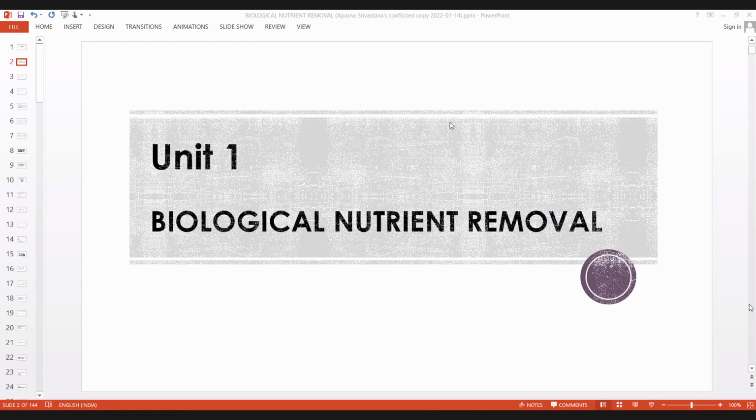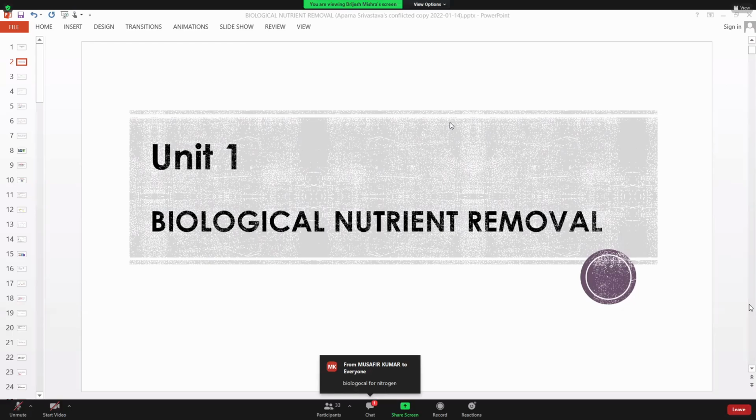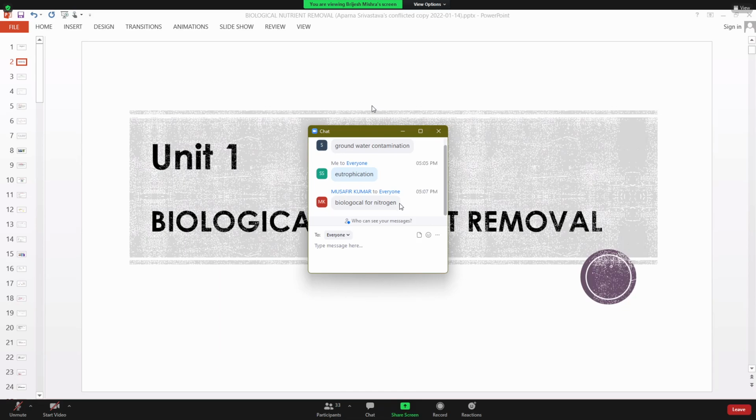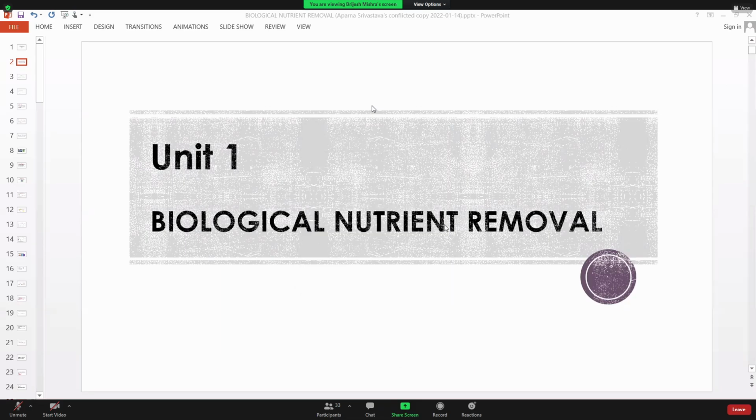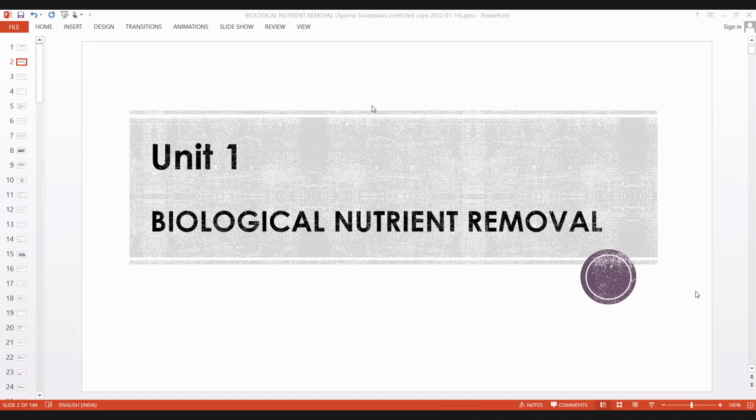Generally, when we are focused on nitrogen or any form of nitrogen, very good, Musafir Kumar wrote biological for nitrogen. You are right. A biological method is one of the best suited methods for nitrogen. The second one is physical, where we do air stripping. And for phosphorus, even though we can do biological removal, the chemical method is always preferred.